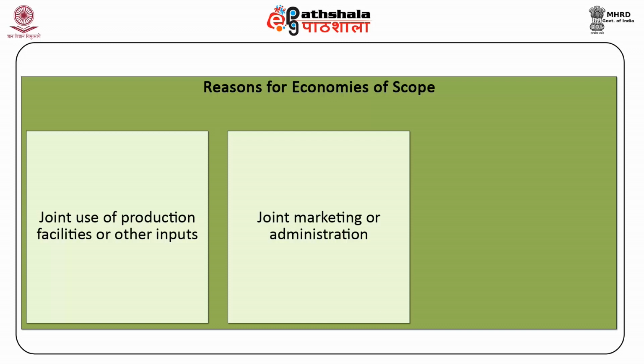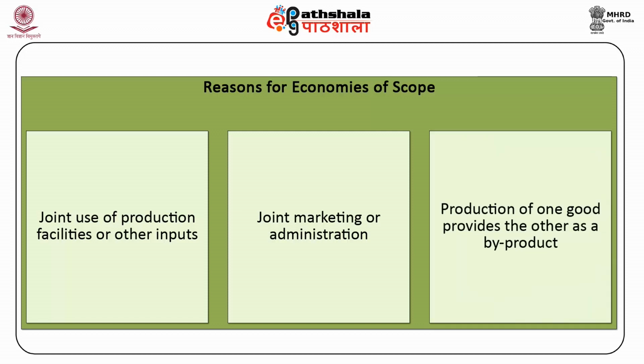An example of this would be for a company to advertise all of their products, creating brand awareness and brand image rather than each product individually. 3. Production of one good provides the other as a byproduct. An example would be the production of bread, which could then be used to also make sandwiches.